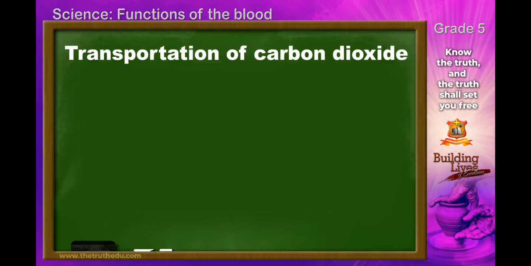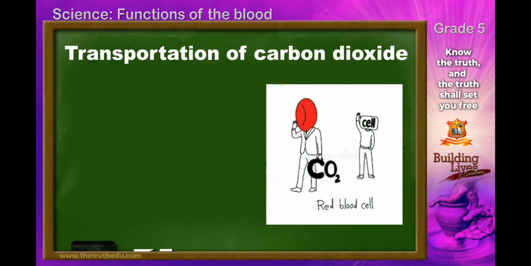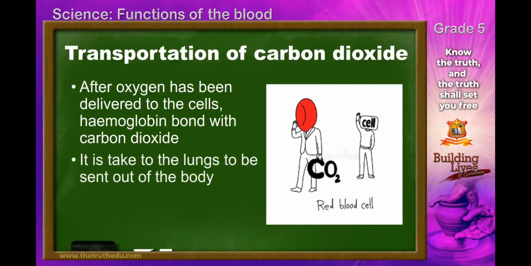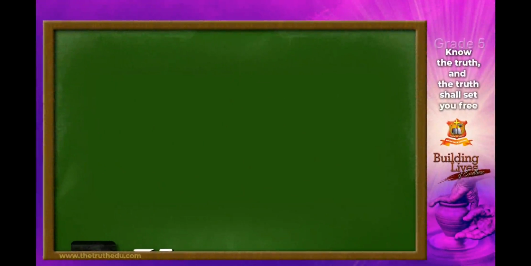Now for the transportation of carbon dioxide. After the oxygen has been given to the cell, hemoglobin, which is with the red blood cell, binds with the carbon dioxide and it is then taken to the lungs to be sent out of the body as a waste material.